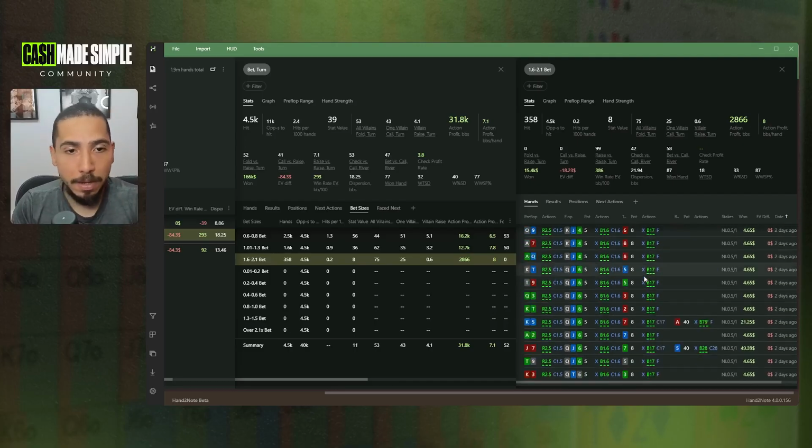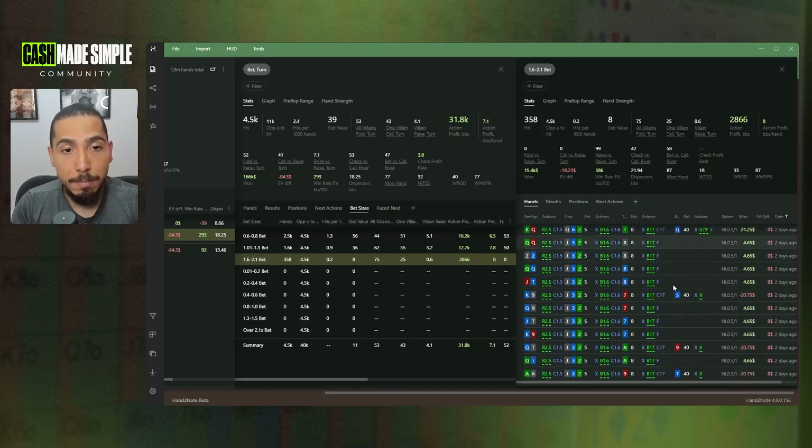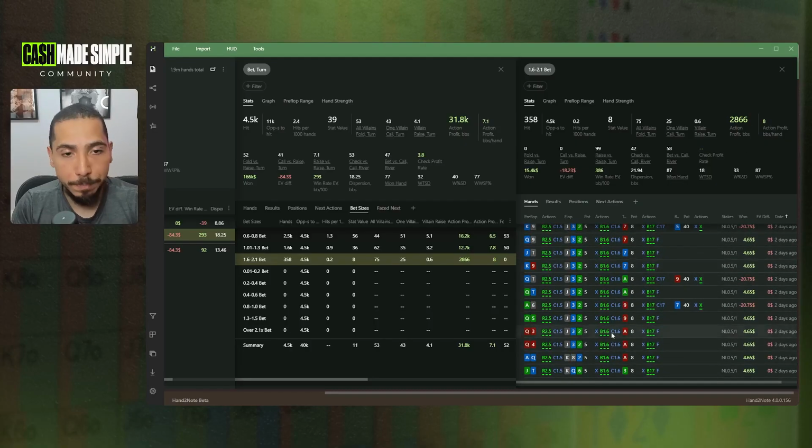So very clear pattern here. Almost all of the boards that we can see here are going to follow this pattern, making the board double Broadway. We also have some Jack highs here where the board brings a lot of draws. This can also be a thing.